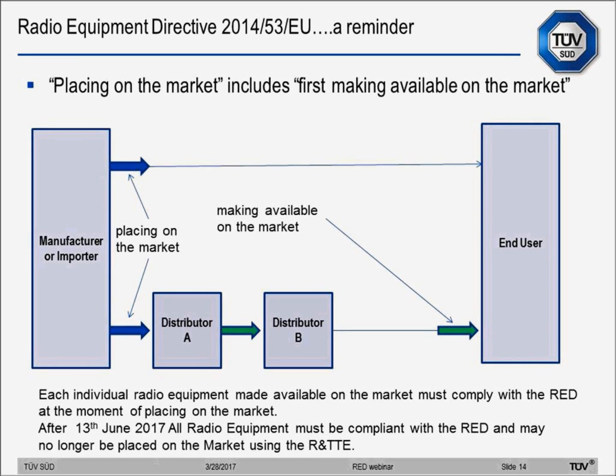To explain this further, an R&TTE compliant product already with a distributor, for example, already in the retail outlet or in the supply chain, can still be sold on to the end user after the 13th of June 2017, as it is not under the control of the manufacturer or importer and has already been placed on the market. However, further individual items of this same R&TTE compliant product cannot be placed onto the market after the 13th of June 2017.